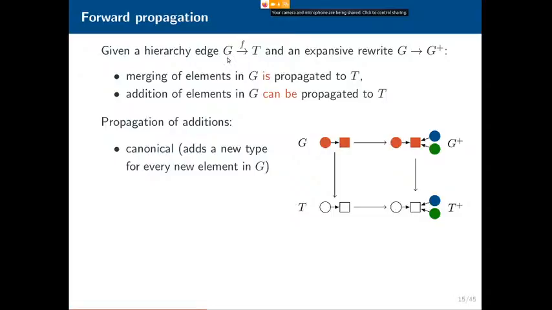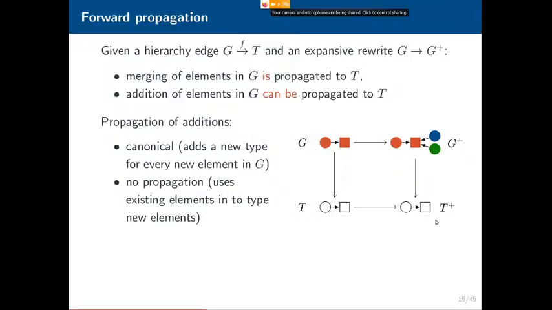Now, if we merge two elements of different types in G, we are obliged to merge their respective types in T to preserve the functionality of our homomorphism that relates G and T. Now, if we add new elements in G, we again have multiple scenarios. The first such scenario we call a canonical propagation scenario. For every new element in G, we add a new corresponding type in T. In this small example on the right, I add two circles, blue and green, and I add new types for these circles. So I have new types of blue and green circle.